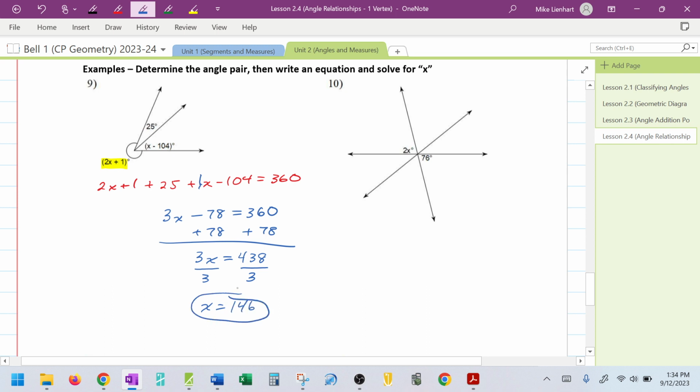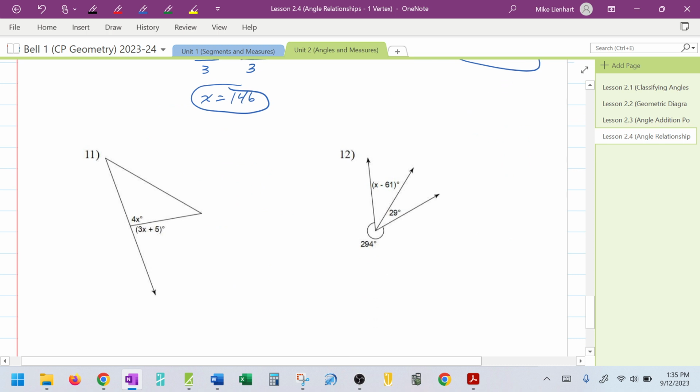Okay, I look at number 10. Number 10, what do I know? I know those are vertical angles, and I know vertical angles are congruent or equal in measure. Now I create that equation. Now I'm going to solve the equation, this time by just simply dividing by 2, and I get x is 38. Let's see what else they got in store.